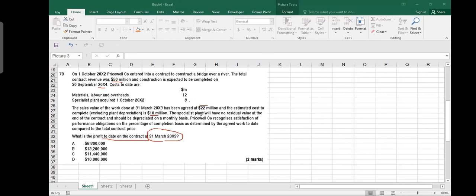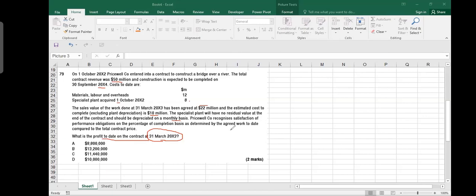The specialist plant will have no residual value at the end of the contract and should be depreciated on a monthly basis. We got this on 1st October and we are talking about 31st March 2003: October, November, December, January, February, March. 6 months of depreciation we should charge. Life is generally speaking 2 years, because it is a 2 year contract.